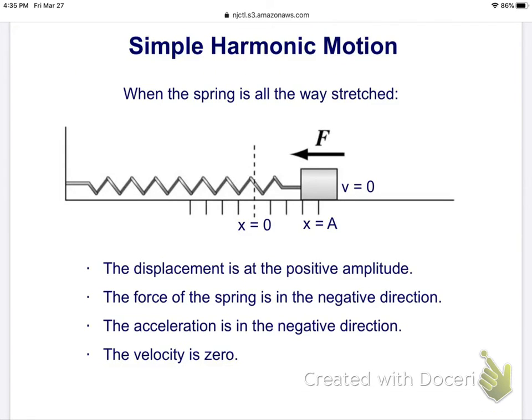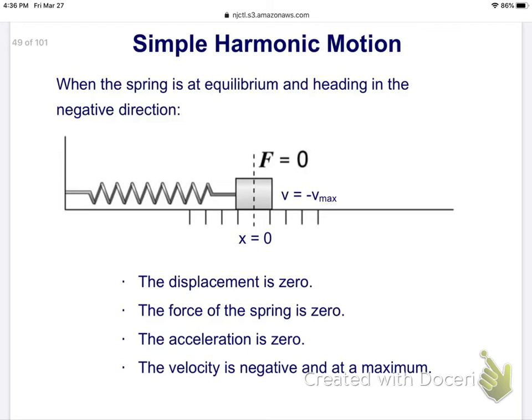Now we're all the way to the right, and we're stretching that spring. So you know we have a maximum force, and that force is now pointing to the left. It's negative. The displacement is at the positive amplitude, right? It's all the way to the right as far as it can go. Velocity, once again, is 0 because it's going from a positive to a negative direction, so we have to cross that 0 point. And the acceleration is maximum, but now the acceleration is going in a negative direction.